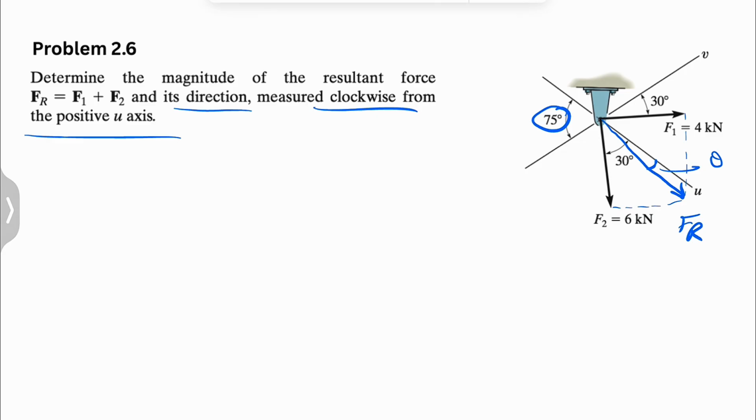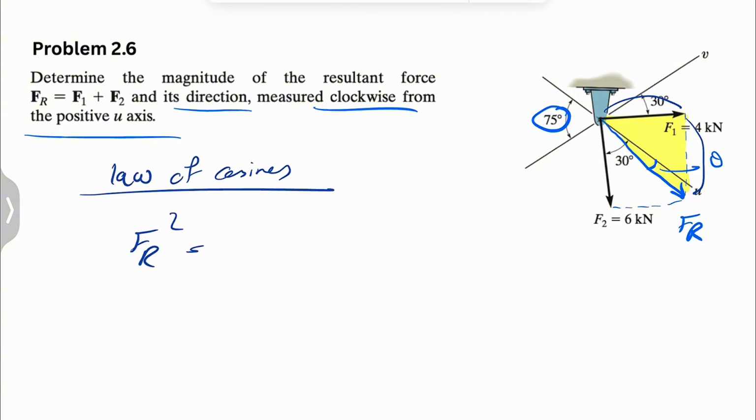Let's call it theta. We can solve this using trigonometry, the law of sines and the law of cosines, to find the angle and also the magnitude of Fr. So that's going to be our triangle for applying the law of cosines. First thing, we are looking for Fr, so that's the side that is missing. We have this side which is F1, we have this side which is F2, and based on the law of cosines, Fr squared is equal to 4 squared plus 6 squared minus 2 times 4 times 6 times cosine of the angle between these two, which is this angle.